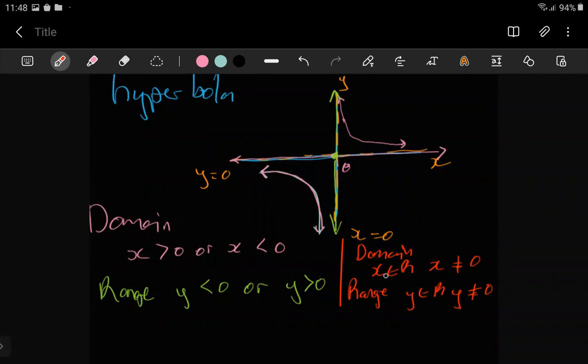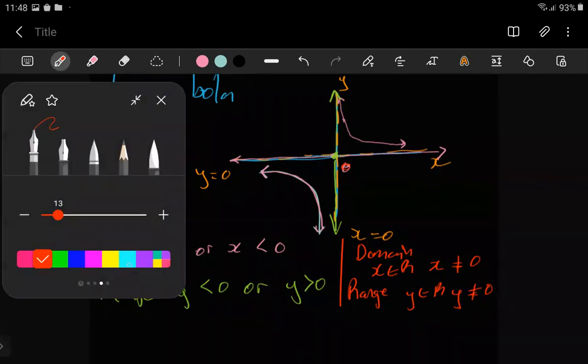Because this is saying that your x values are everywhere. All the way to the left, everywhere to the right, but only excluding the 0. For the range, same thing. All the way up, all the way down, but excluding the 0 specifically, which is the asymptote there.